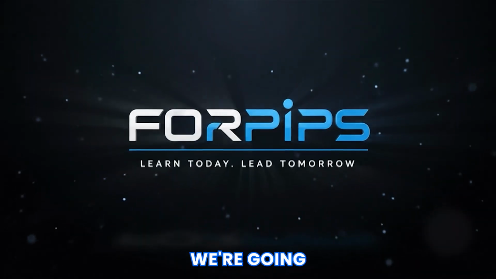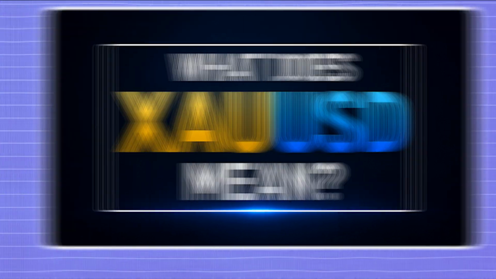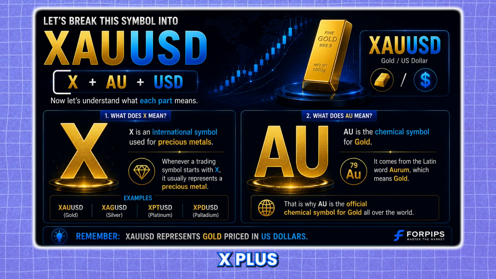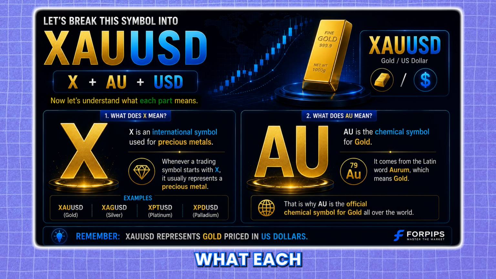In today's lesson, we're going to discuss what does XAUUSD mean. Let's break this symbol into three parts, X plus A, U plus USD. Now let's understand what each part means.